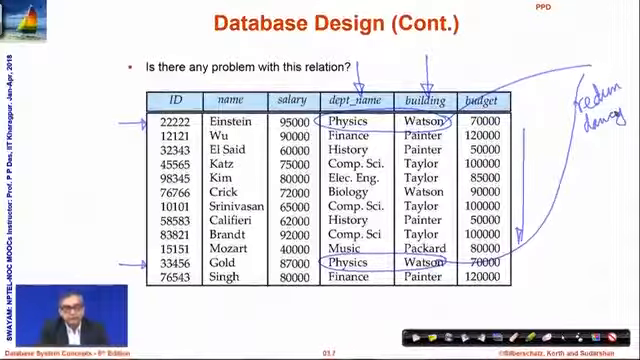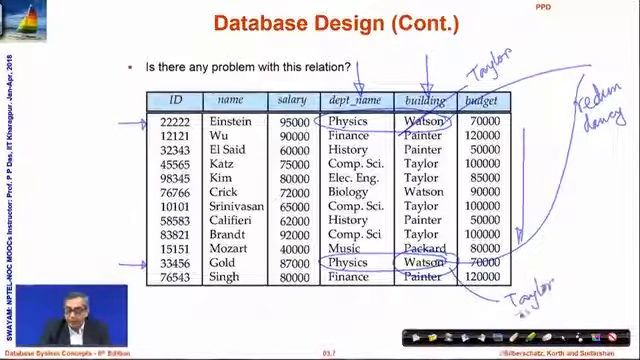That is, the same information is given more than once, which is not a very desirable thing. The consequence of this could be, suppose tomorrow the university decides to move the physics department from Watson to the Taylor building. Once this is moved, this Watson will have to be changed to Taylor. Also, this Watson will have to be changed to Taylor. All instances of Watson that corresponded to the physics department in this table will have to be changed to Taylor, and that is not a good scenario.